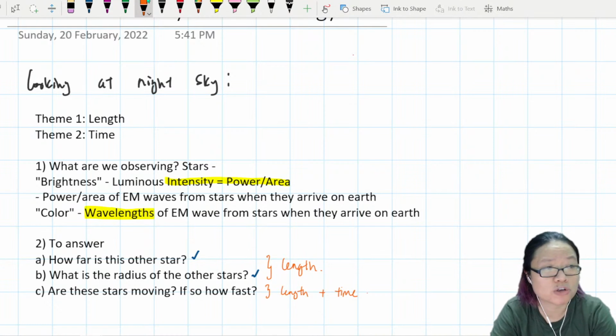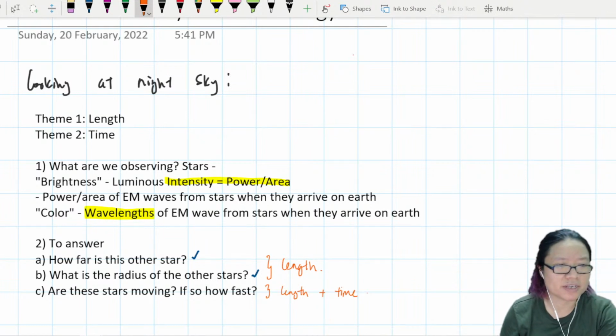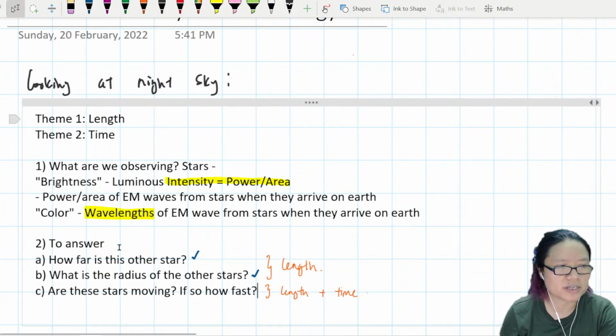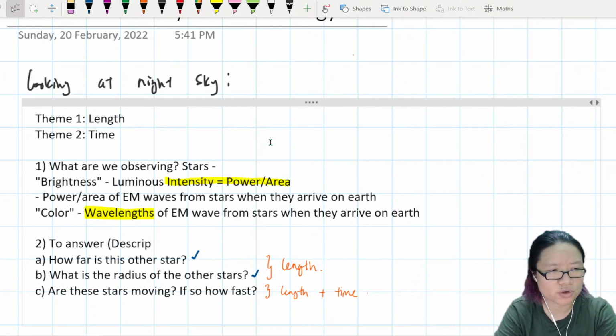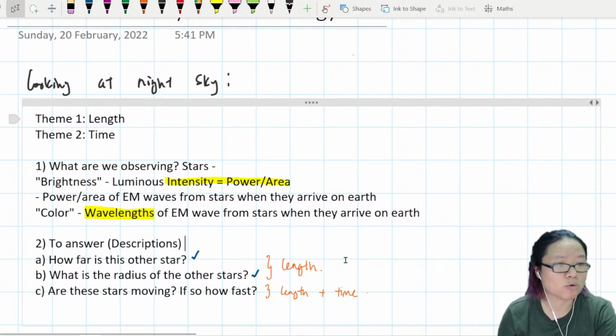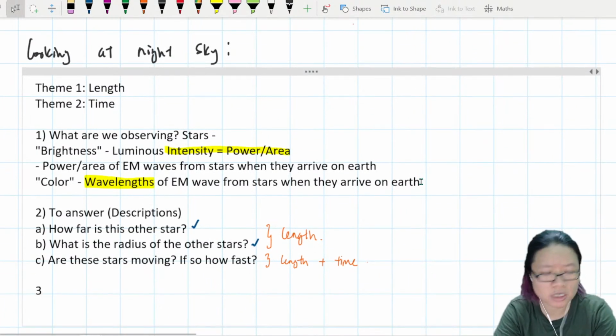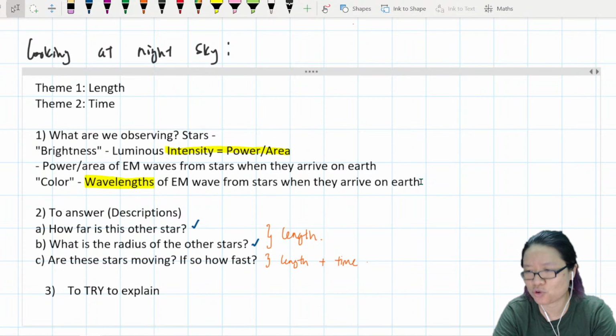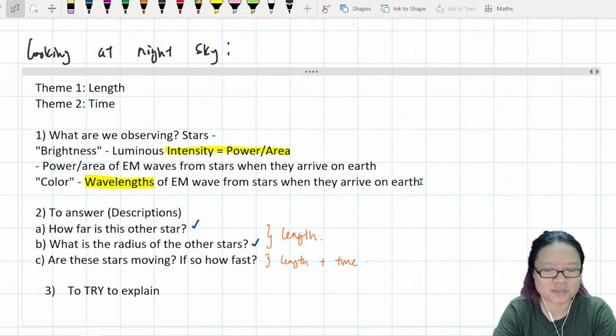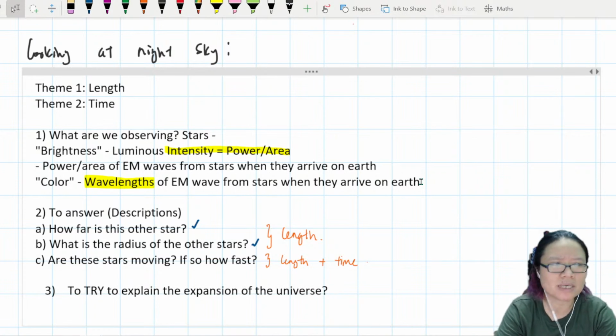All right. So this whole chapter 25 is to answer how far is the star, what is the radius, how fast is the star, and finally, so this one is description. To answer, actually it's more like to describe. Description questions. And also, finally, number 3, to try to explain, try only, because these are all just theory, to try to explain the expansion of the universe. And what are the implications? What does it mean if the universe is expanding?